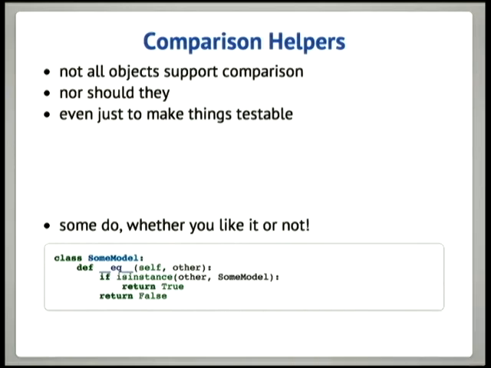However, the next thing you hit is that not all objects will support comparison. Now, some people would say just give them a comparison method. It makes your testing easier. It's a good idea, right? Well, not necessarily. Why would you have this extra code if it's only there for testing?